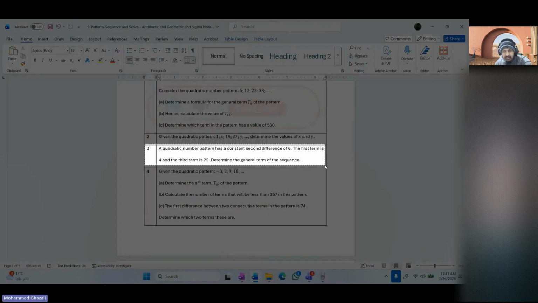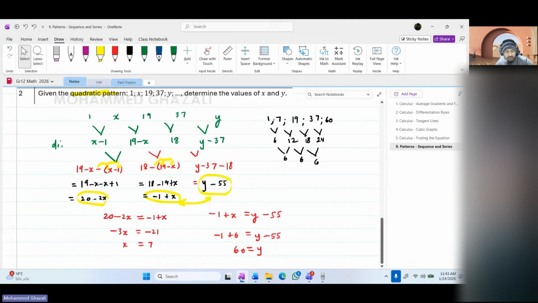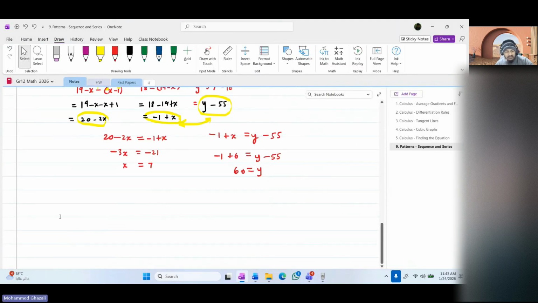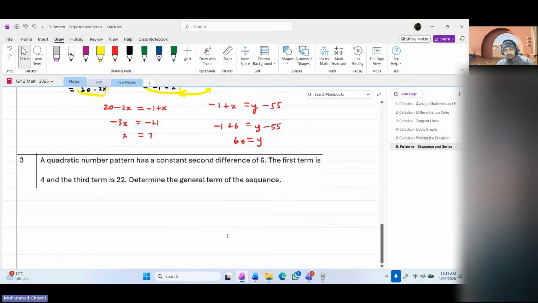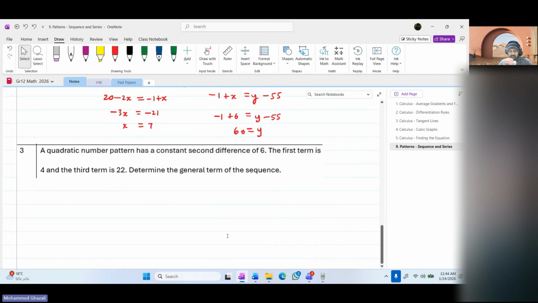There are some difficult questions here. So the main thing is for a quadratic, try to draw this diagram. It will make life much more simple. You'll find ease in calculating the stuff.